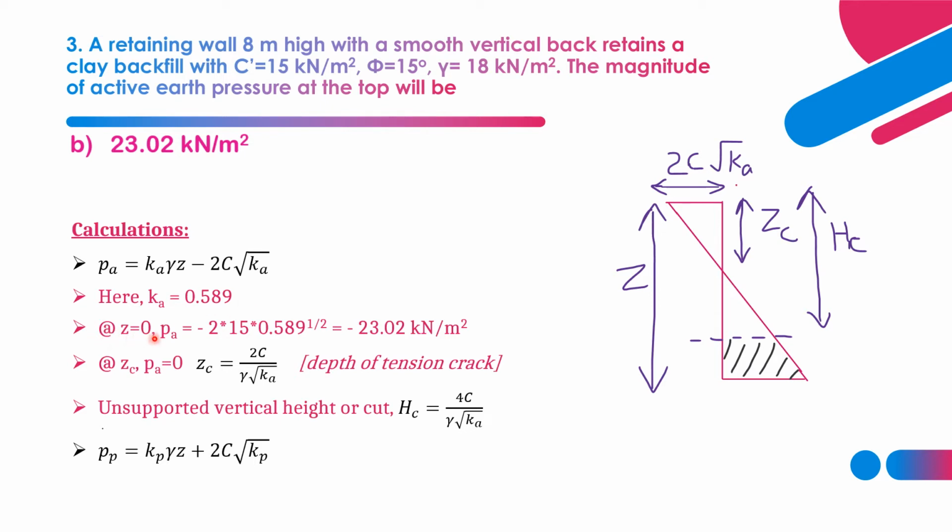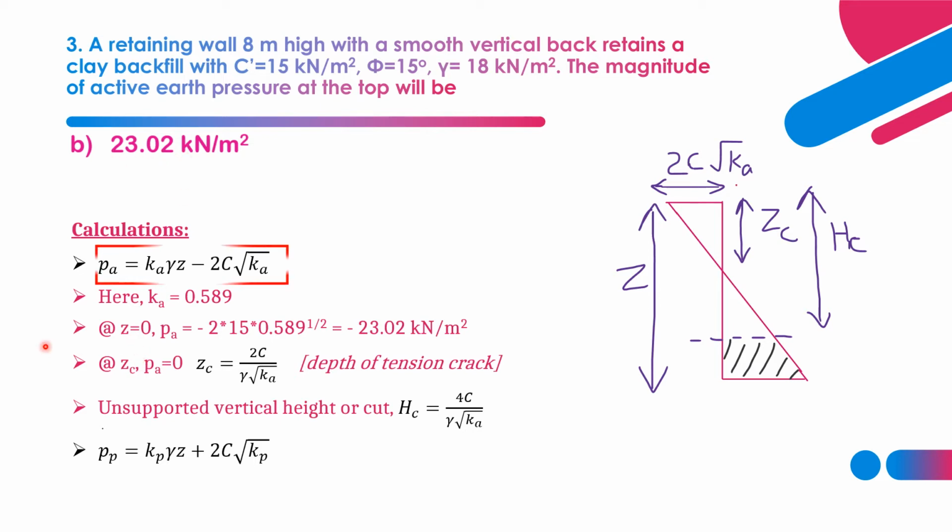And at z is equal to 0, that is at the top of the backfill, what is the pressure value? Pa is equal to, z is equal to 0, that means this term will vanish, and minus 2 into c, what is c here? 15, root of Ka is 0.589. So minus 2 into 15 into root of 0.589 gives the answer as minus 23.02 kilonewton per meter square. So option B is correct.